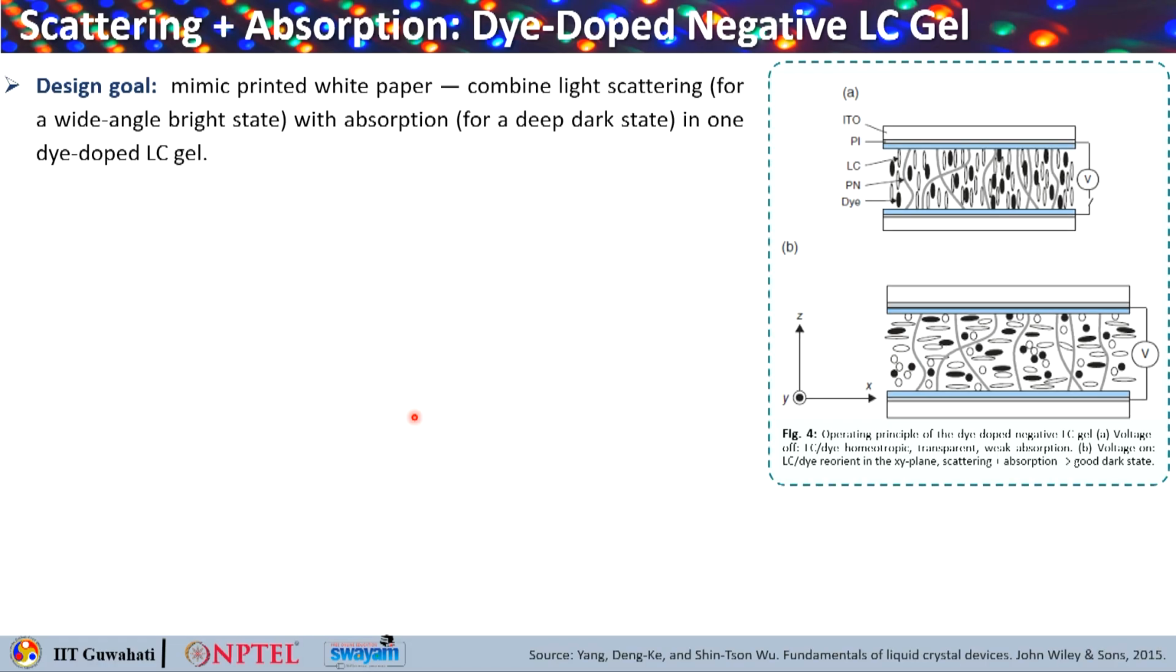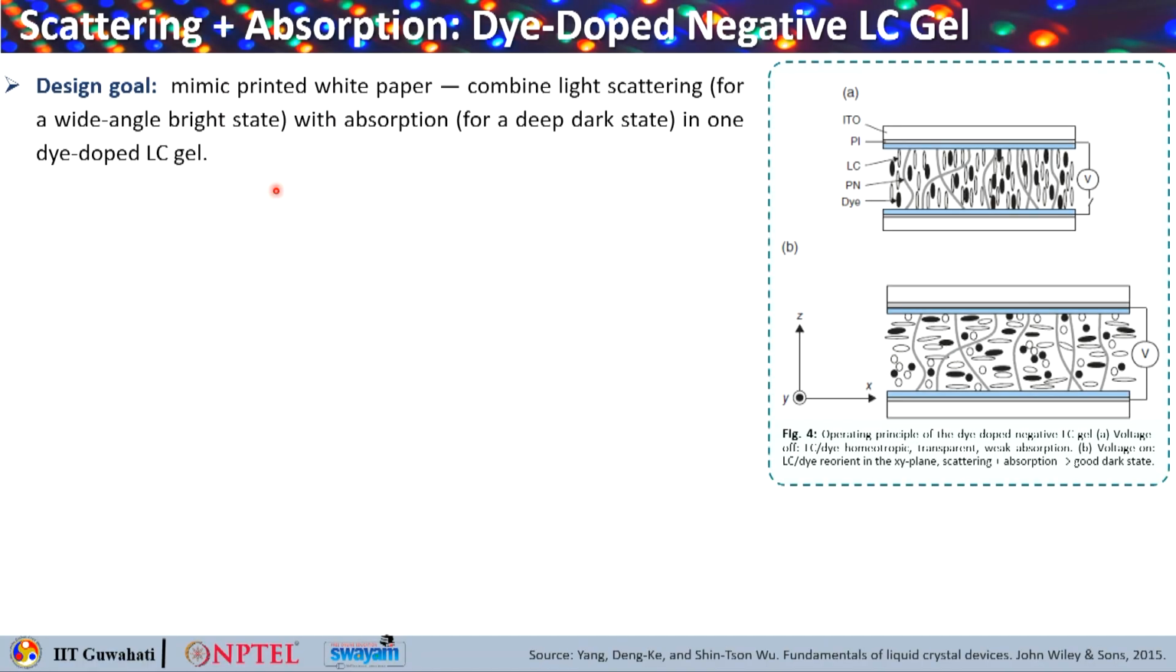Okay, so here is a picture that shows the operating principle of the dye doped negative liquid crystal gel. So what is the design philosophy here? In the previous lecture we have seen the drawbacks of the scattering type liquid crystal gels. There are mainly three drawbacks. So we plan to bring the scattering and the absorption features together and come up with a better solution.